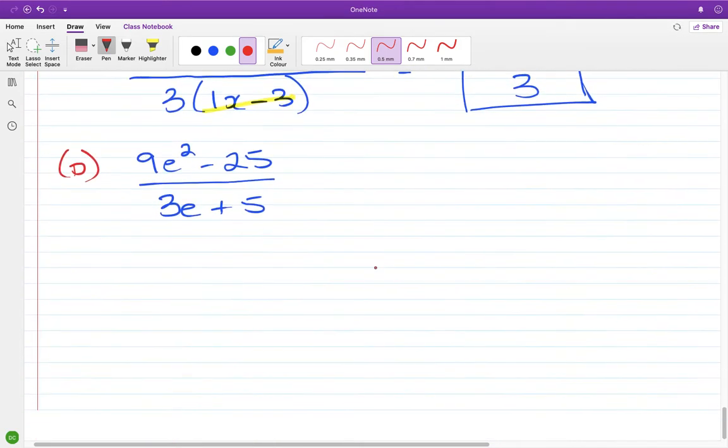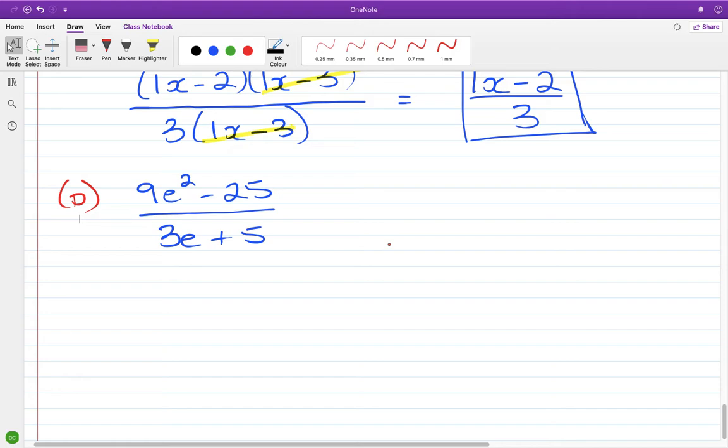Okay, so top line. It's not a trinomial because there aren't 3 bits. Is it a difference of 2 squares? The first thing that would jump out at me is that the letter is squared. So that's promising. There's a minus, even more so. Then you have to look at the numbers. Is 9 a square number? It is. It comes from 3 squared. And is 25? It is. It comes from 5 squared. So this is a difference of 2 squares.